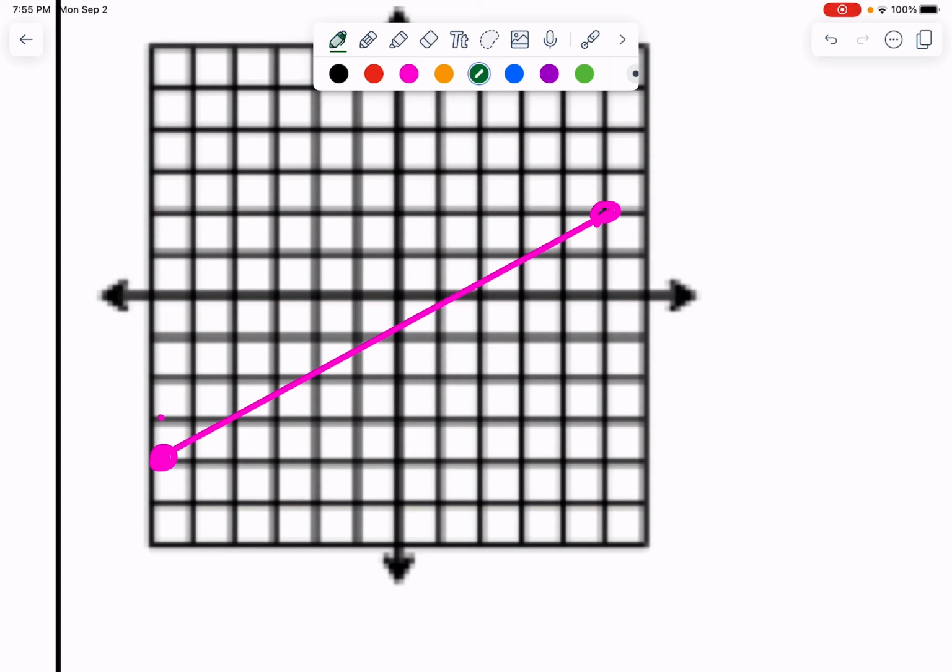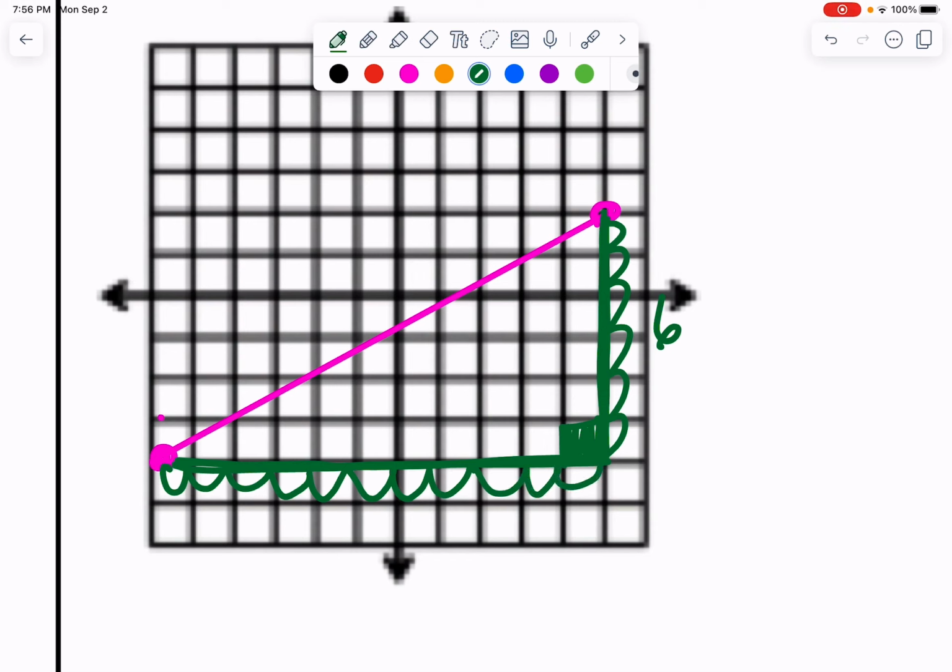But what I can do is make a right triangle. So here's my right triangle. So now that I have a right triangle, I can count those sides. 1, 2, 3, 4, 5, 6. 1, 2, 3, 4, 5, 6, 7, 8, 9, 10, 11. And now I can use the Pythagorean theorem to find my hypotenuse.